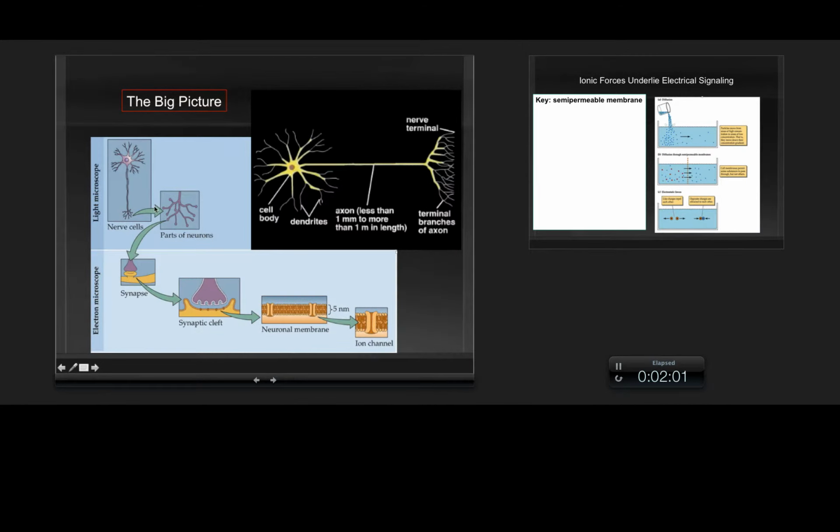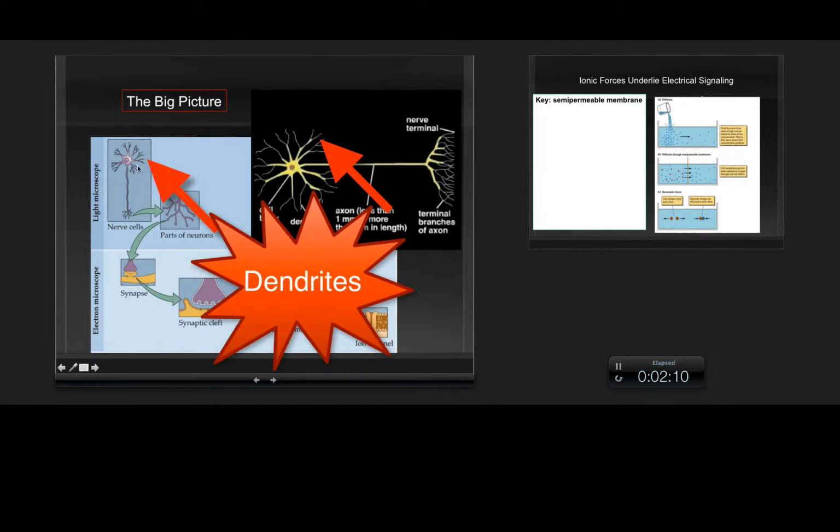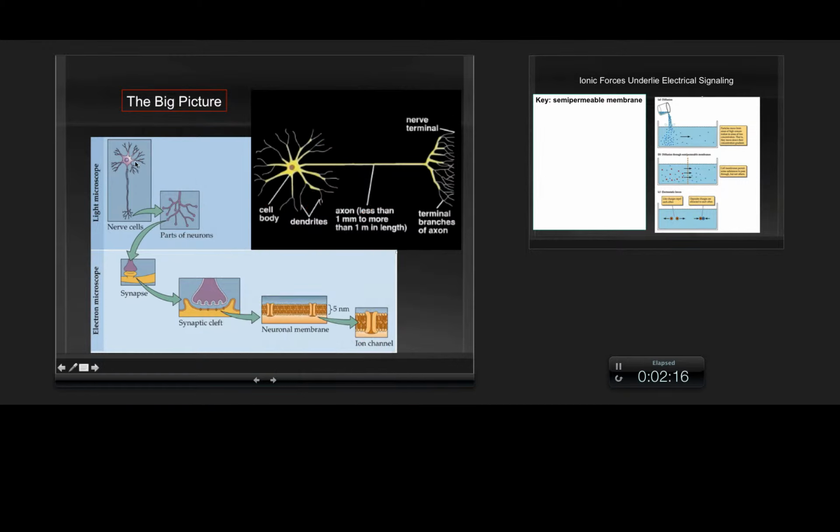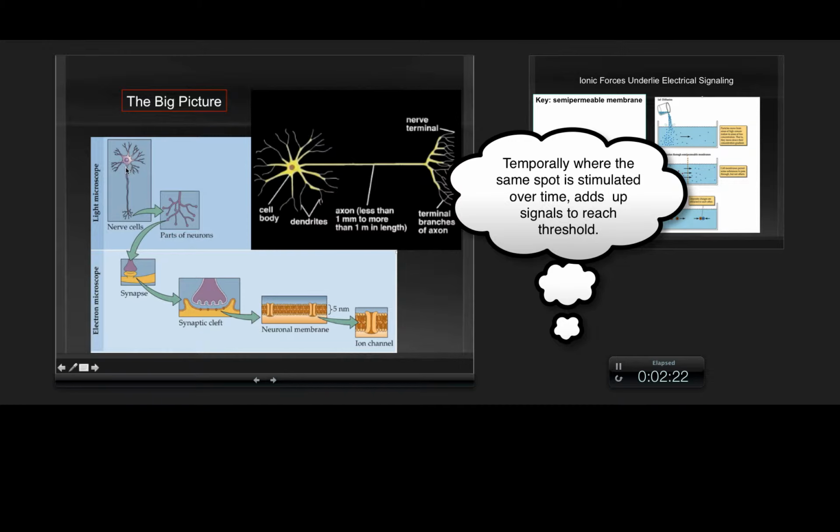So this is a typical nerve cell. There are different parts of the nerve cell that we should know. These things that receive information are your dendritic spines or dendrites, and they gather information from other nerves or receptors, and they add up all the information. And we'll talk about the two different ways.